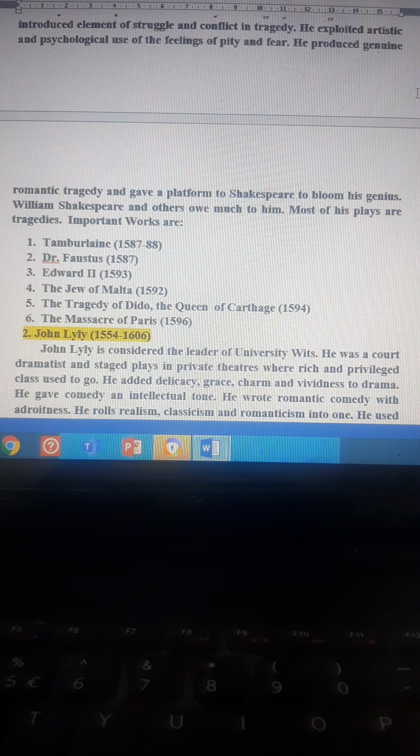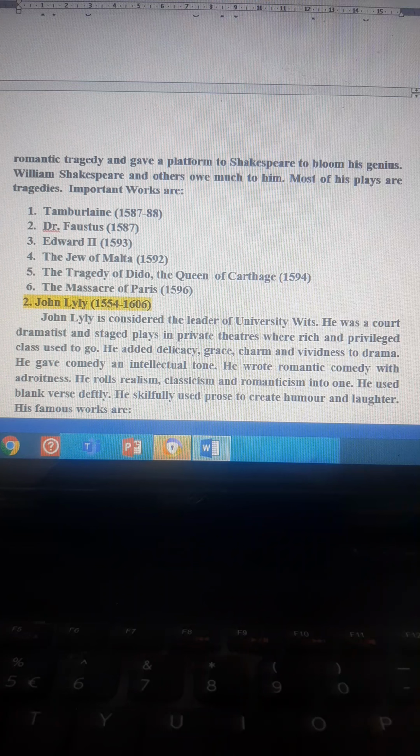Important works are: first is Tamburlaine, published in 1587-88, and it is his first play. In this play, he breaks from the morality tradition. First time Marlowe brought us the idea of a tragic hero.